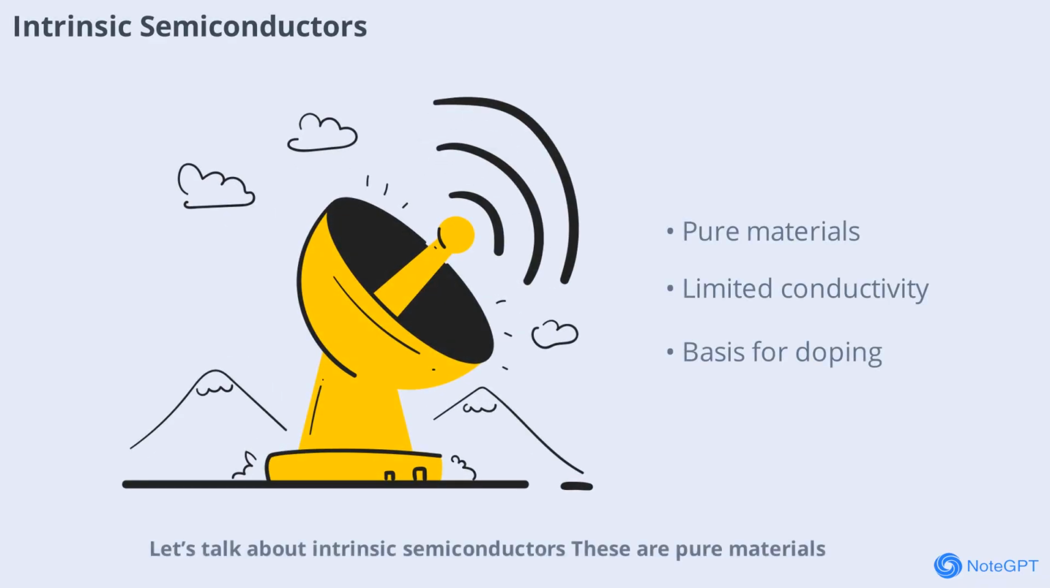Let's talk about intrinsic semiconductors. These are pure materials like pure silicon without any added impurities. In their natural state, only a small number of electrons have enough energy to jump the band gap and reach the conduction band. This means intrinsic semiconductors have limited conductivity at room temperature. However, their properties can be dramatically changed by introducing impurities, a process known as doping, which we'll discuss in upcoming scenes.